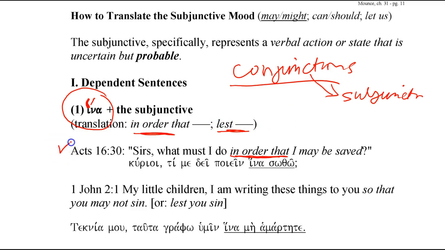And so here's one example. Sirs, what must I do in order that I might be saved? This is the Philippian jailer saying this to Paul and Silas. Well, if you look at in order that I might be saved, you have hina, the conjunction, and when you see that hina conjunction, look for a verb in the subjunctive. Hina only uses the subjunctive verb. So here you have the first person singular, aorist, passive, subjunctive being used. I might be saved.